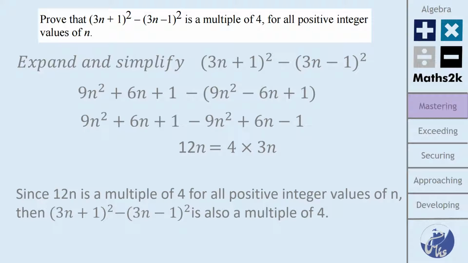Now the proof has been all those mathematical stages that got us there, from expanding brackets correctly, cancelling terms correctly, and then getting to a point where we're able to demonstrate that our final term or terms is indeed a multiple of 4. So although what I get is 12n, I'm showing it's a multiple of 4 by considering what that means at the end.